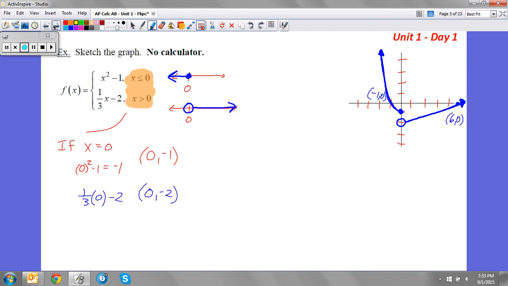The next one says sketch the graph. Okay, so the pieces we're given are basically a piecewise function. We have function 1 and we have function 2. Let me highlight them and color code them so that you can see what they look like. So this 1/3 x minus 2 has a y-intercept of negative 2, and it's going to the right with a slope of 1/3. Up 1 over 3, up 1 over 3.